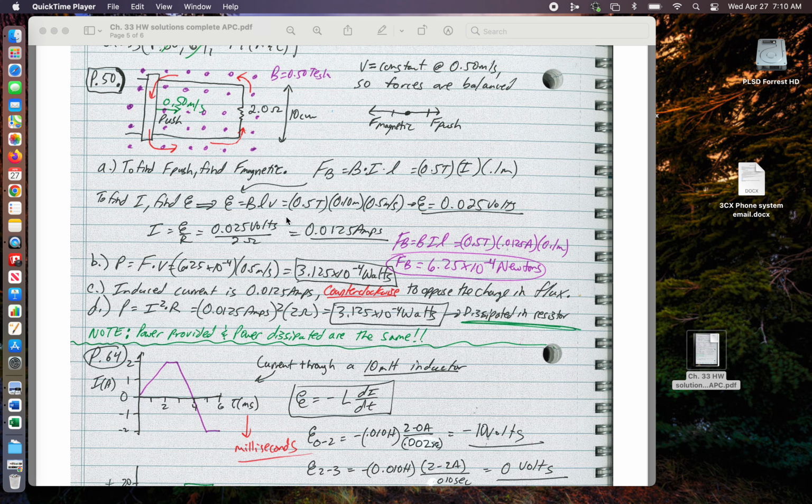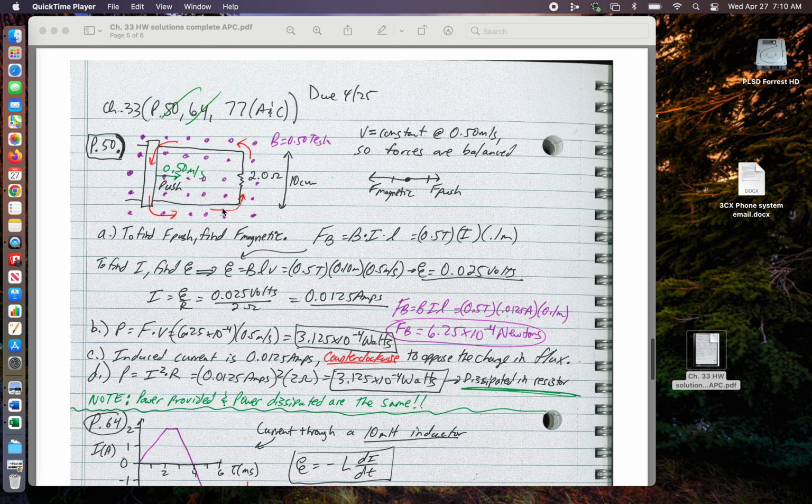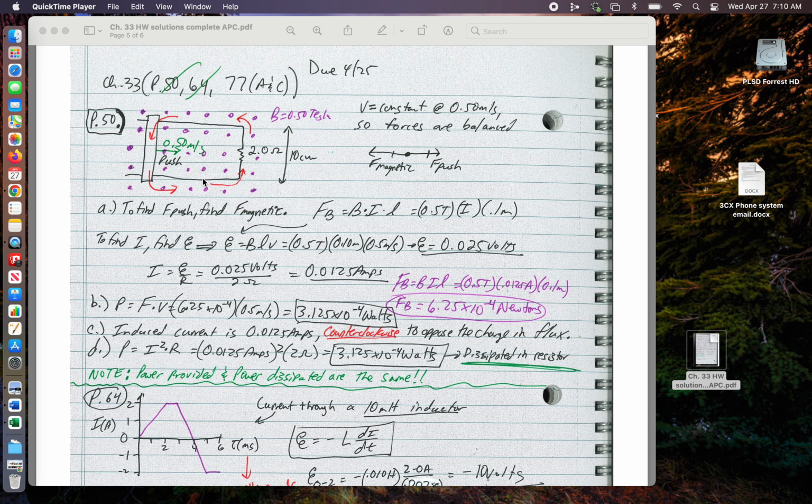3.12 times 10 to the negative fourth watts. So then part C of this question is asking what's the direction and magnitude of the current. I kind of already had figured that out, but the induced current is counterclockwise because that would oppose the change in flux. In other words, here we have a decreasing flux out of the page. To oppose that, we need a current that's going to induce a magnetic field coming out of the page, and that would be a counterclockwise current.